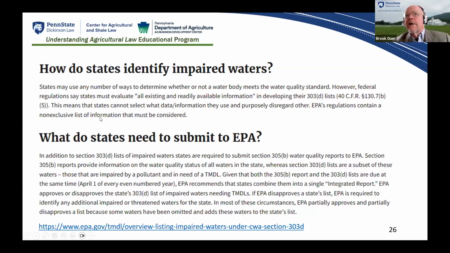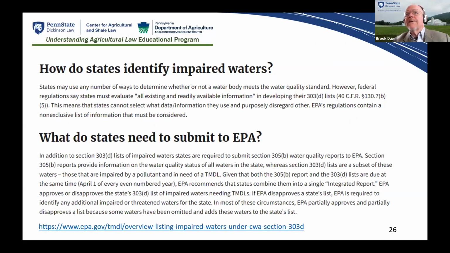EPA's regulations contain a non-exclusive list of information that must be considered. Okay, and actually, it's a very vague list. I'll put it that way, because literally the 3 pages of regulations is all we have.